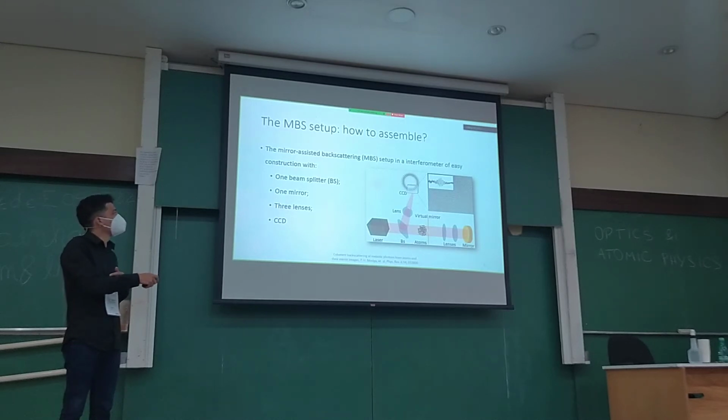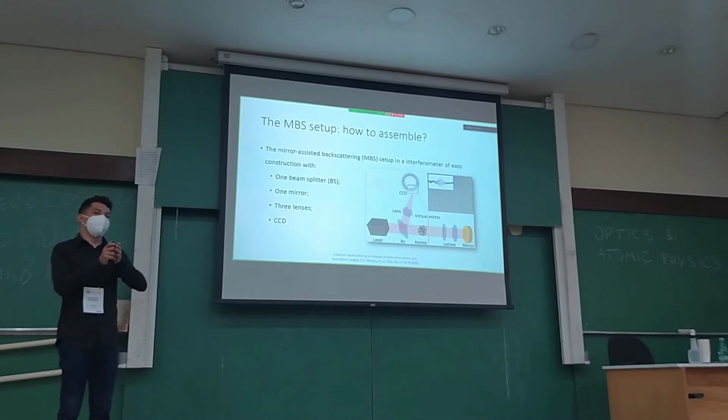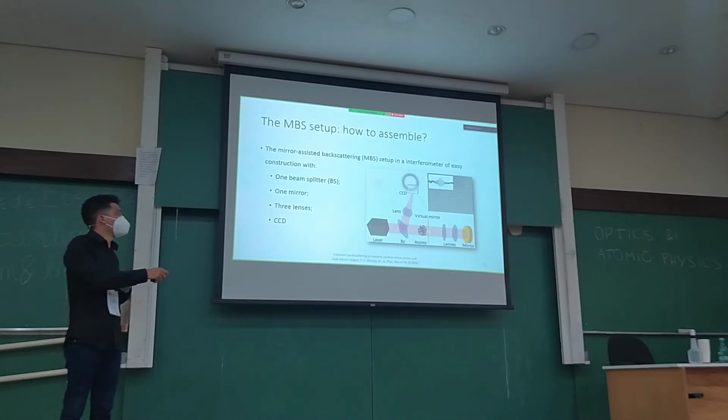So once I have the system, how do I actually assemble it in an experiment? You need just a few elements: a beam splitter, one mirror, three lenses, and a CCD camera. I have my laser that impinges on my atoms. Then, since I'm talking about back scattering, I need a beam splitter to collect the light that is scattered back. This lens is so that I can properly observe the very far field. I can make a conjugation and then observe the fringes in my CCD camera. And here I have this mount that I call the virtual mirror, which is important to reflect the light back in the other direction.